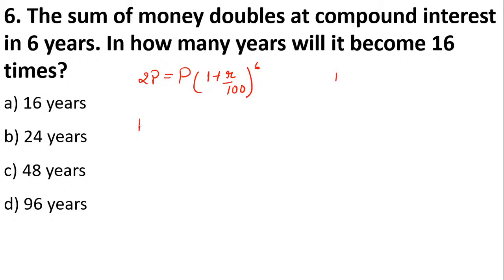Okay, I'll write it over here. 16 times it becomes when it is 1 plus R upon 100 to the power of n. We do not know in how many years it will become 16 times. So what we are going to do is divide these two equations. P cancels out with P.